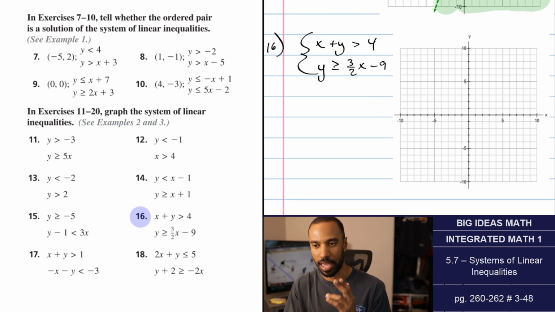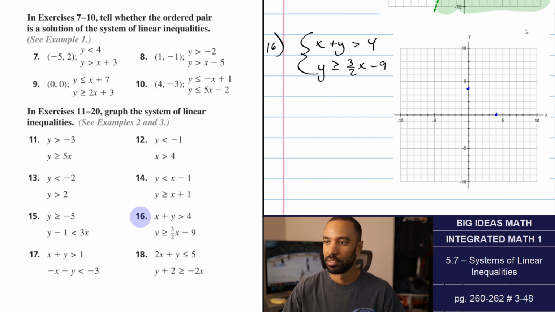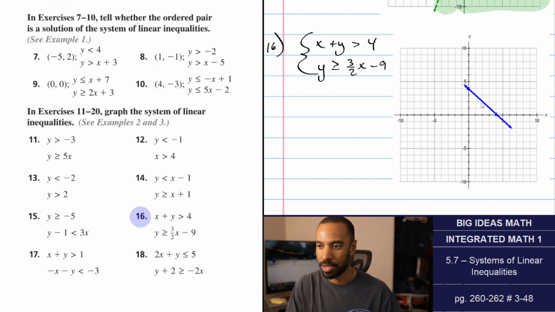That means they each have an x-intercept of 4 and a y-intercept of 4, right? So they hit here and here, and you'd use your ruler to draw a line. Now, keep in mind that this line must end up being a dashed line because it says greater than 4, not greater than or equal to 4. So we will dash it up.